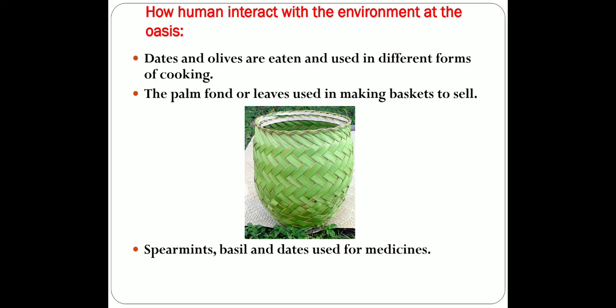Dates and olives are eaten and used in different forms of cooking. The palm fronds or leaves are used in making baskets to sell. Spearmint, basil, and dates are used for medicines.